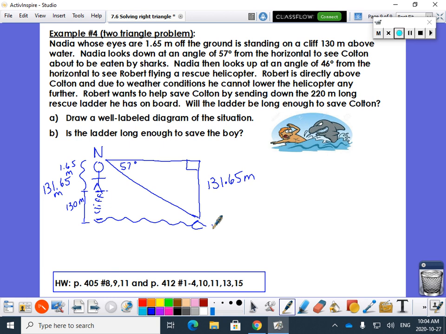We've only gone halfway through the question. So we have Nadia, we have Colton, we have the angle of depression in which she's looking down at him. Then it says Nadia then looks up at an angle of 46 degrees from the horizontal. So this is our horizontal, and now she's looking up to see Robert flying a rescue helicopter. So we have an angle of depression, and now we have Nadia looking up to Robert.